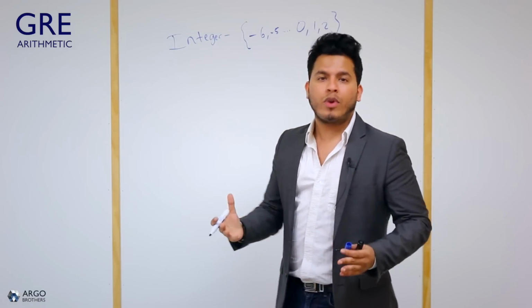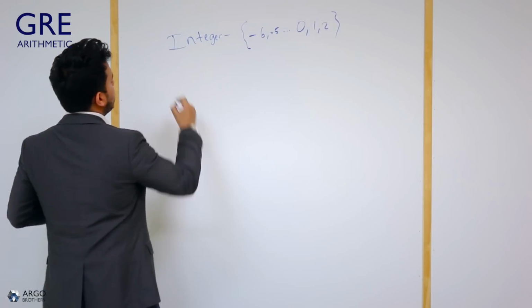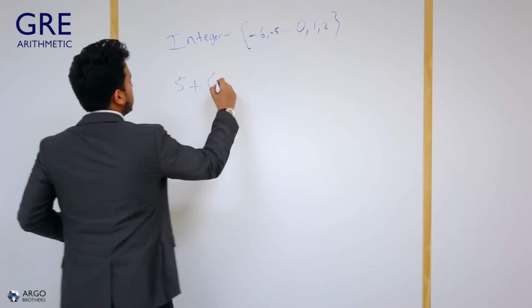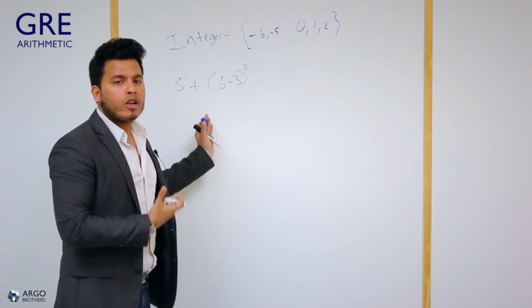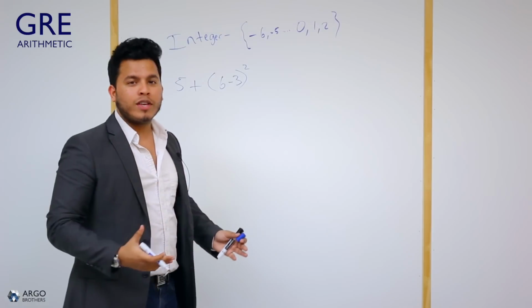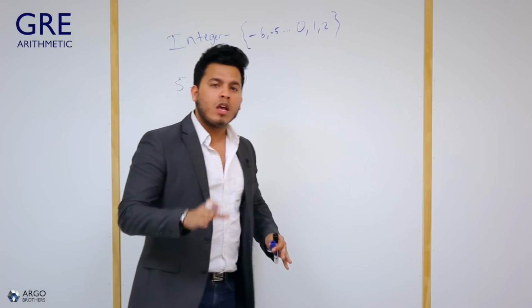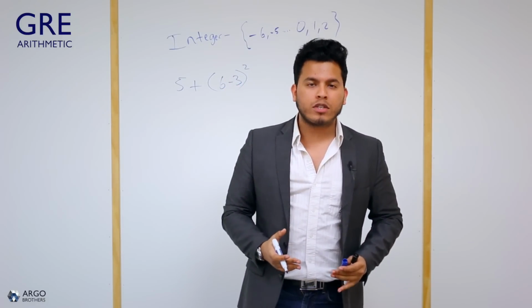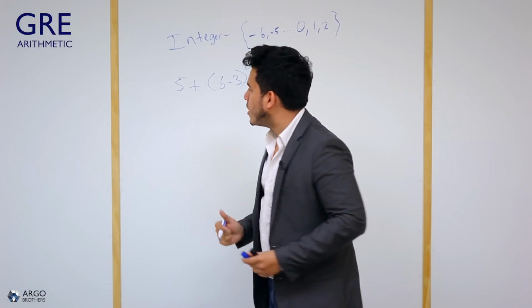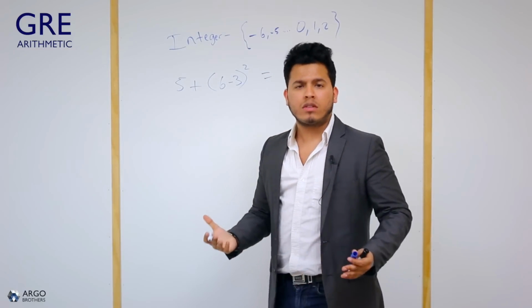So basically, you'll see these numbers sometimes. They'll ask you to evaluate expressions. So you'll have something very simple like this: 5 plus parentheses 6 minus 3 squared. Now you're not going to get this kind of question on the exam. This is just to show you that you should understand the fundamentals of arithmetic so you can do more complex questions, and of course, we'll look at more complex questions later on. But how do you start to evaluate this expression?